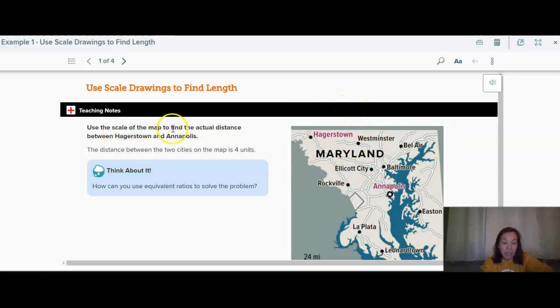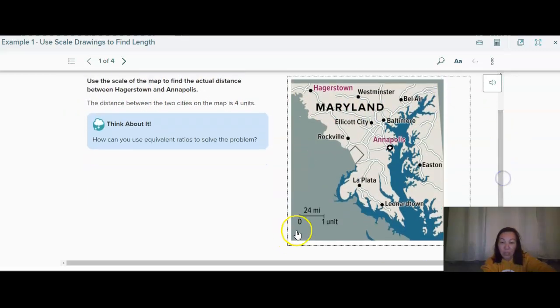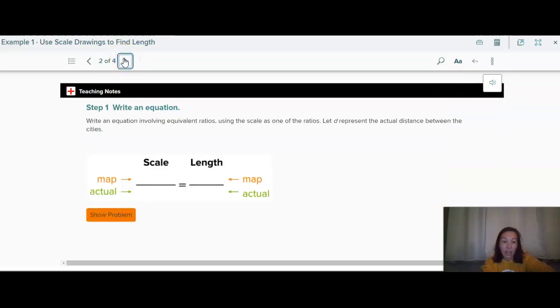So we want to find the distance between Hagerstown and Annapolis. The distance between the two cities on the map is 4 units. We don't know what the unit exactly is, but this distance on the map is equal to 24 miles in real life. And so from Hagerstown to Annapolis, there's 4 of these units. If we were to draw a straight line, then there would be 4 of these units on that.